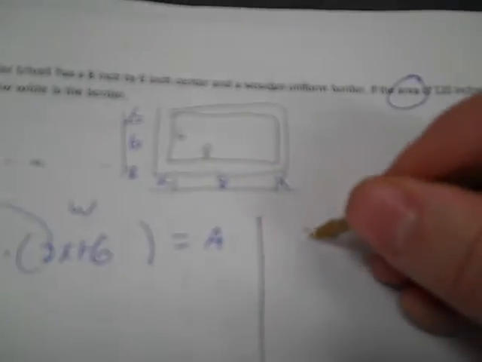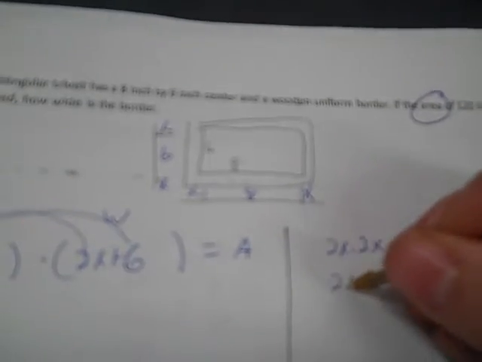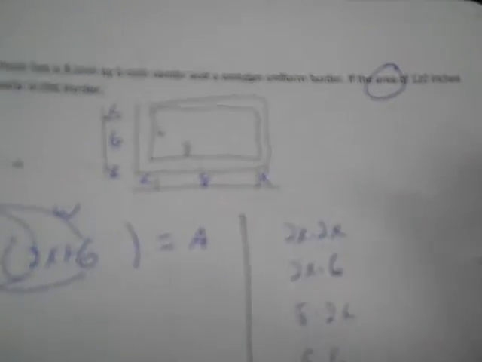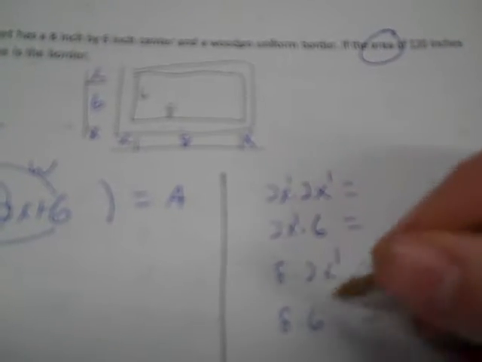2x times 2x, 2x times 6. And then I can forget about that 2x, and then I multiply the 8 times those two. So 8 times 2x and 8 times 6. Okay, remember, put 1s in front. 1, 1, 1, nothing, nothing, 1, nothing.